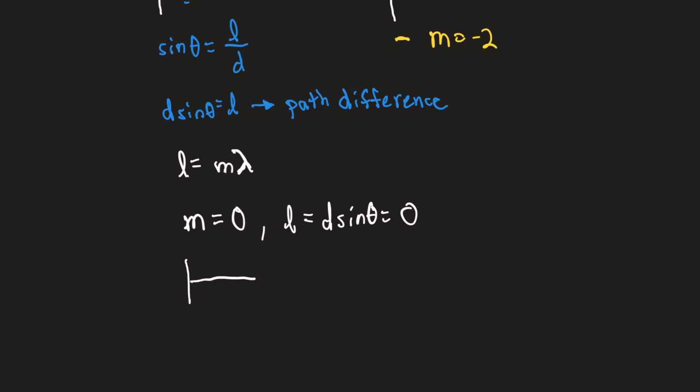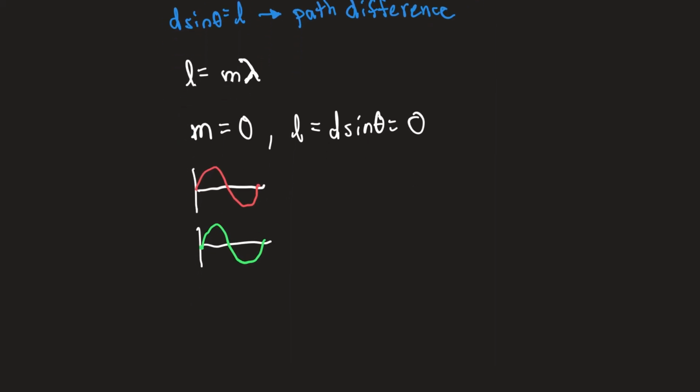What do these two waves look like if I draw them as actual waves? I've got the top wave, maybe looks something like this, and the bottom wave would look exactly the same. Same exact length. Now let's say that L, the path difference, is different. Let's say I use m equals 1, and I find that first order bright spot.